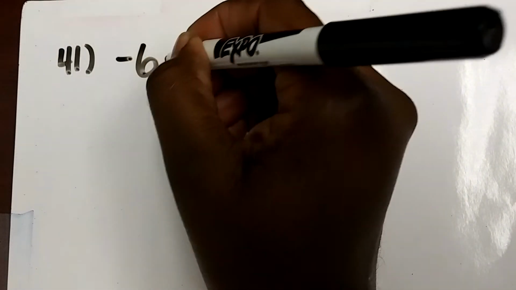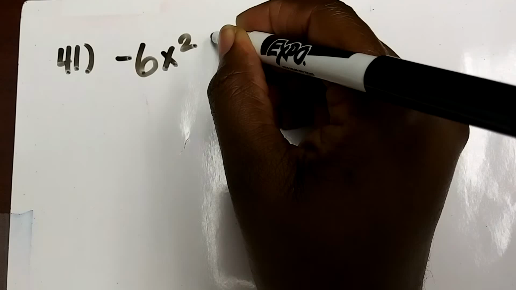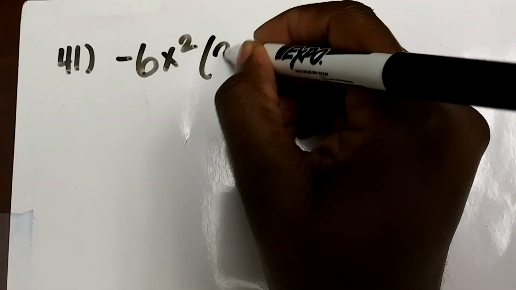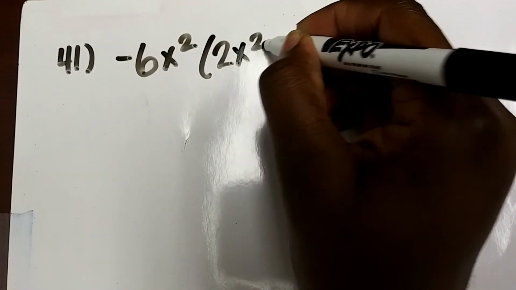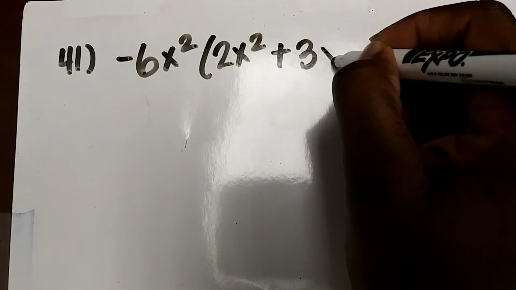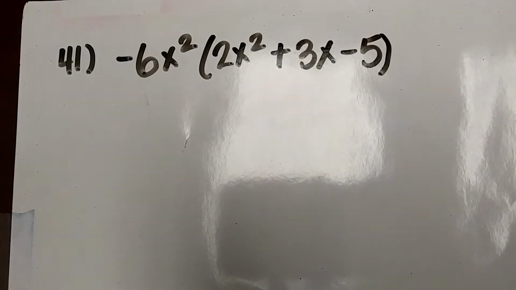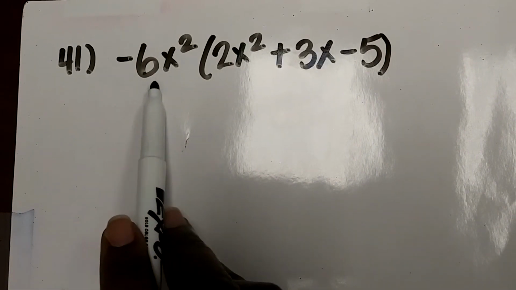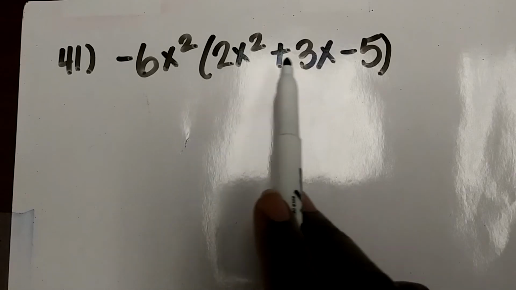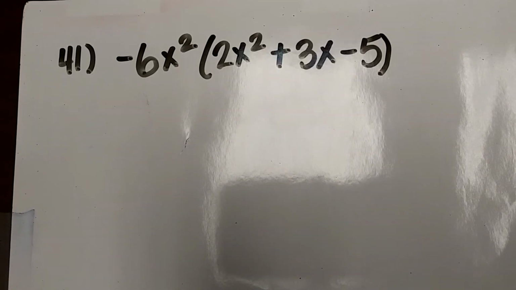I have negative 6x squared times 2x squared plus 3x minus 5. I'm going to use distributive property. I'm going to take the negative 6x squared and multiply it to all three terms in my parentheses. We do want to remember our property of exponent rules. And that rule says that when multiplying, I add the exponent. So we are definitely applying that when we are multiplying polynomials.